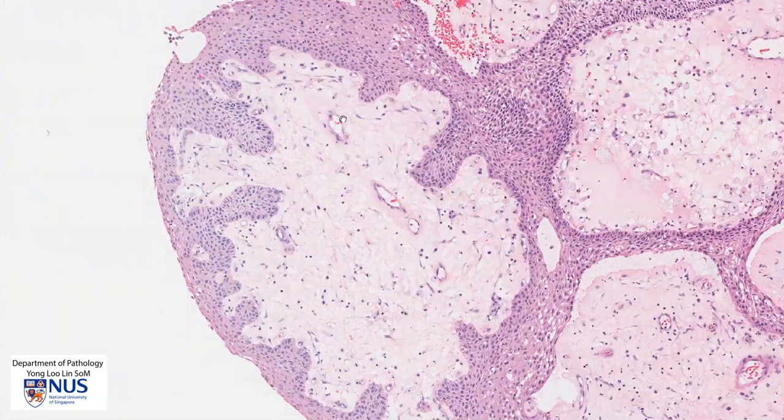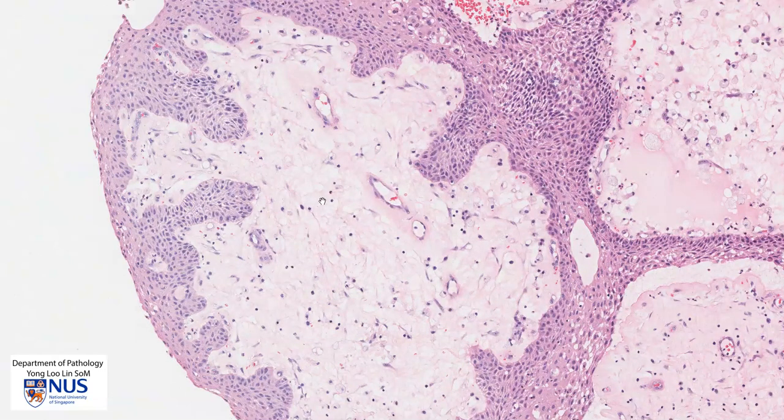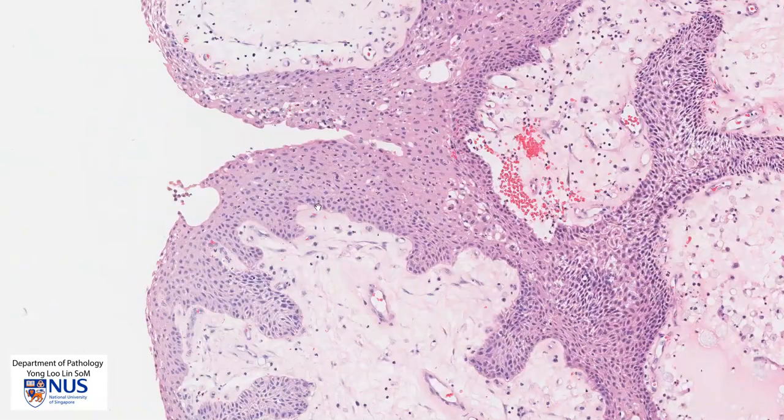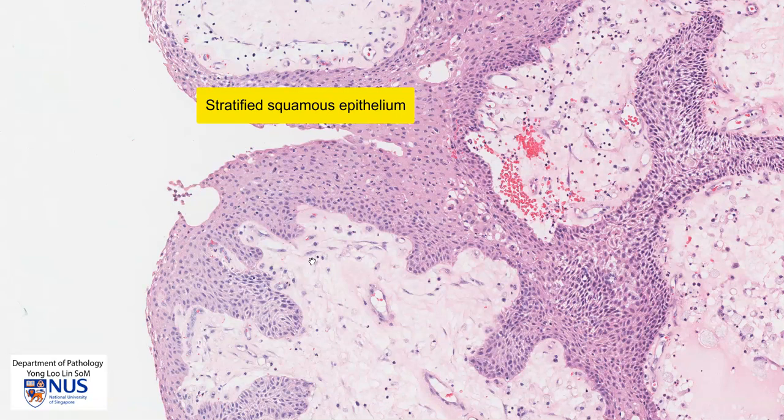Within the fibrovascular cores, we can see small blood vessels, and there is an edematous stroma. There are scattered chronic inflammatory cells. And then we have the overlying epithelium, which is stratified squamous epithelium. Let's have a look at an area where the epithelium is easier to orientate.